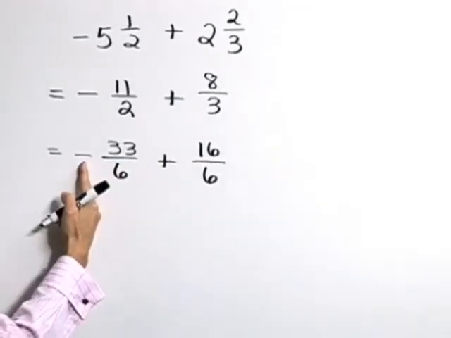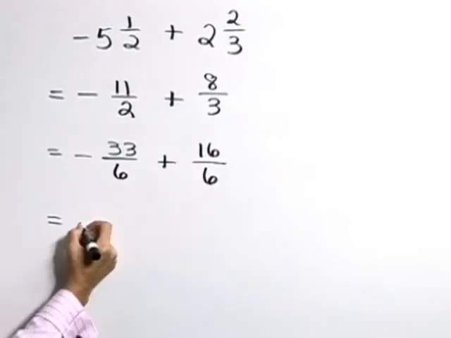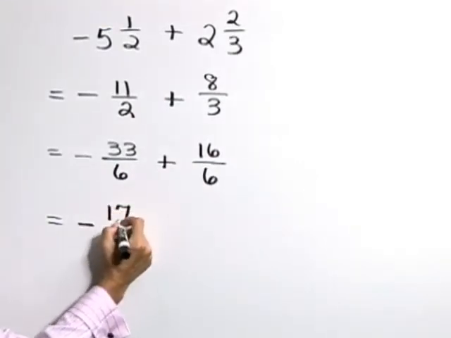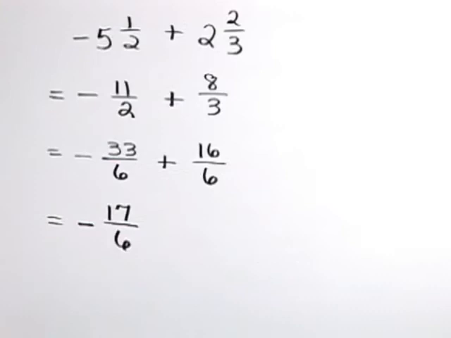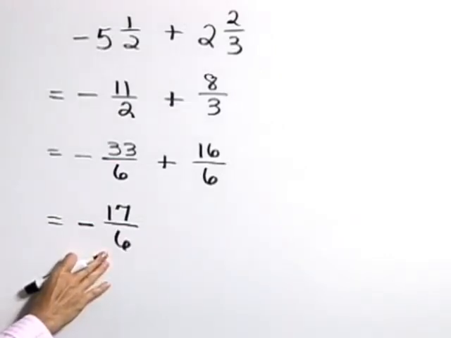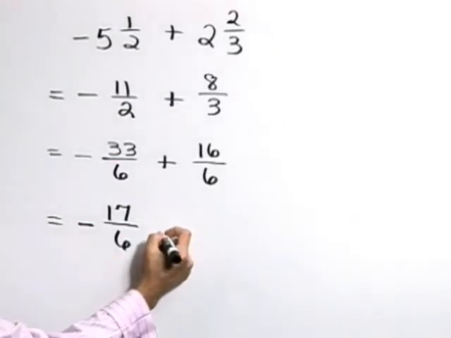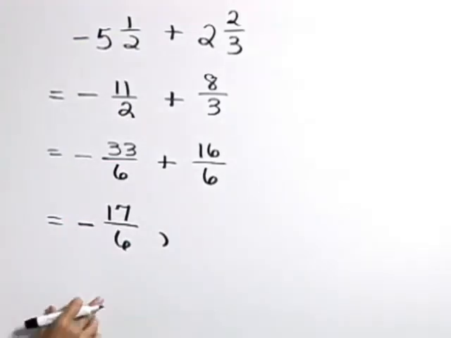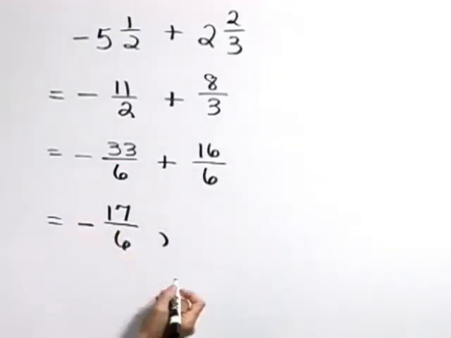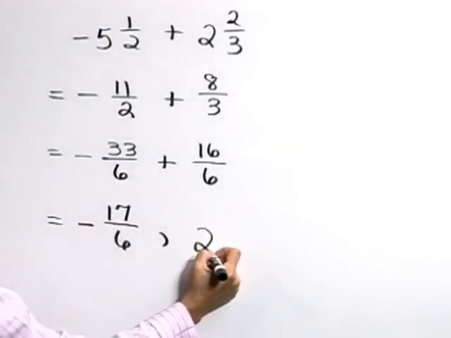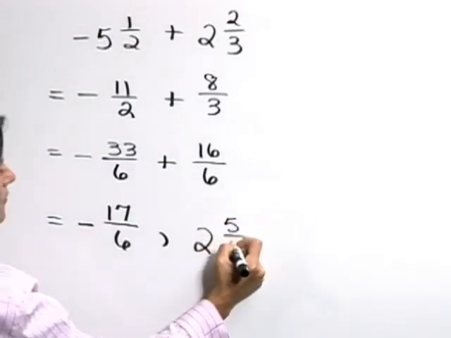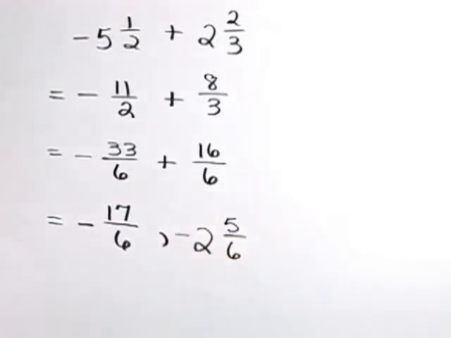-33 plus 16 is a -17/6. Now this is reduced form, but you can also write this result in mixed number form, because 6 goes into 17 2 times with 5 left over. So we can also write that result as a -2 5/6.